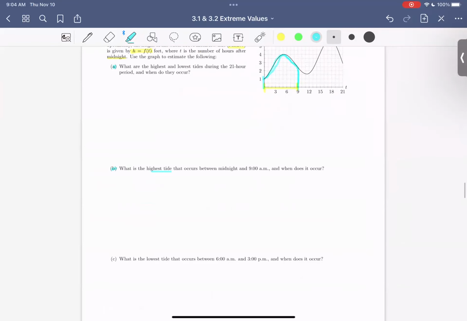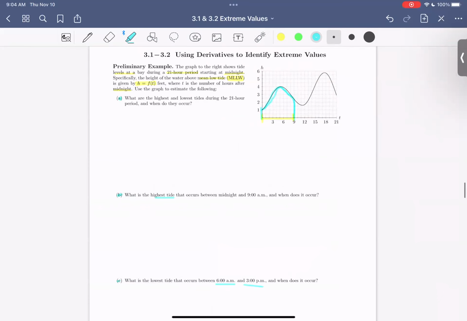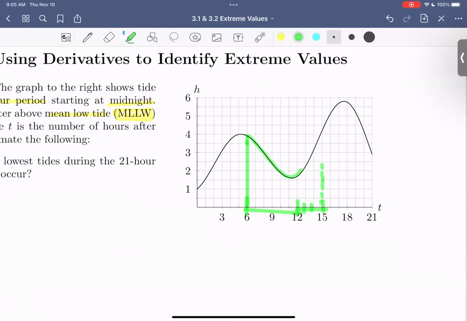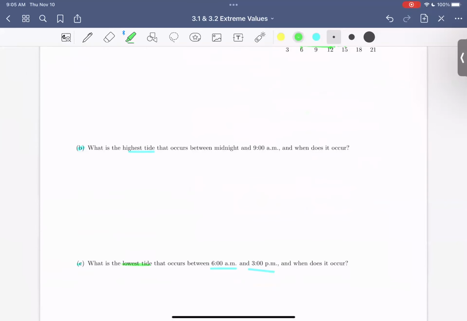And then part C, you're asked what is the lowest tide that occurs between 6 a.m. and 3 p.m. and when does it occur? So we can identify those times on our graph here. So 6 a.m. is here, and then 3 p.m. goes past 12. 1, 2, 3, so 12 to 15. So if we just look, I'm going to zoom in here at this part of our graph. We're asked, when does the highest tide occur? Oh, sorry, let's look at that again. Lowest tide occur in that interval.